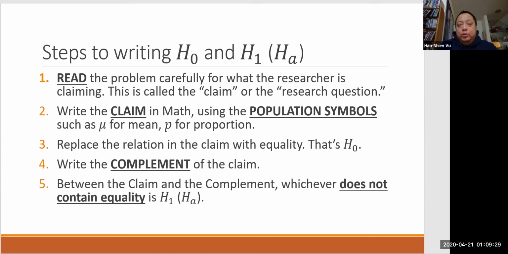In step 4, we're going to work toward writing the alternative hypothesis. We write the complement of the claim. If you do this step correctly, then between the claim and the complement, one of them must include the equal sign, and the other will not include the equal sign. Only one of them contains equality, the other does not. And the one that does not, and this is what we do in step 5, the one that does not include equality, that one will be your alternative hypothesis, which is H1 or HA.